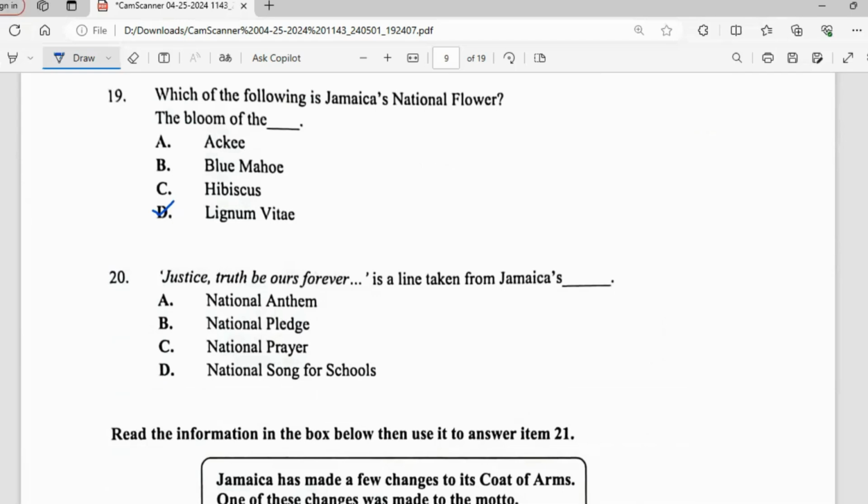And finally, number 20, justice, truth, be ours forever is a line taken from Jamaica's national anthem, national pledge, national prayer, national song for a school. And the correct answer is the national anthem.